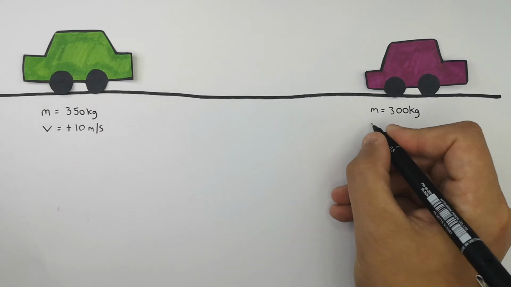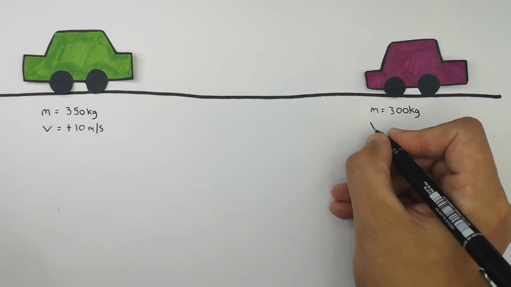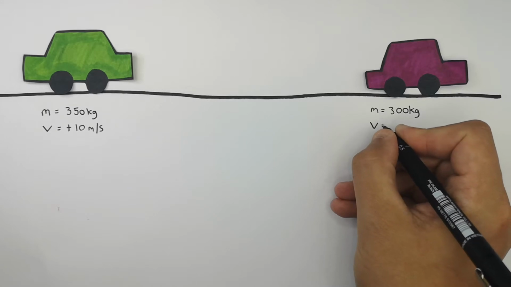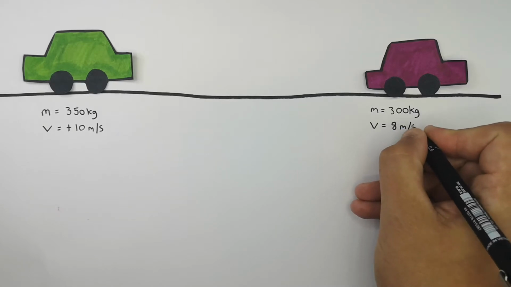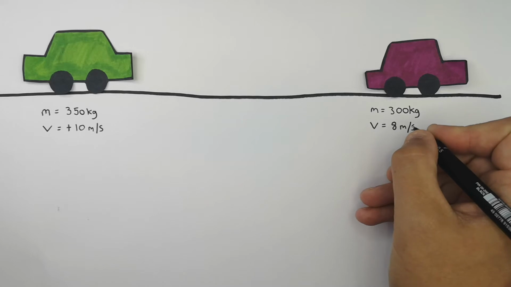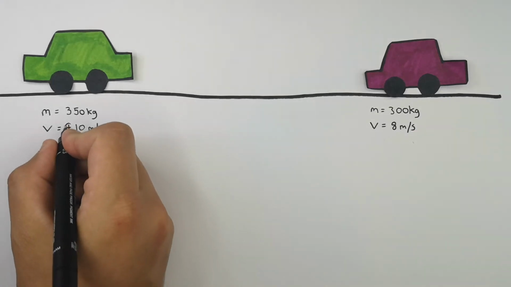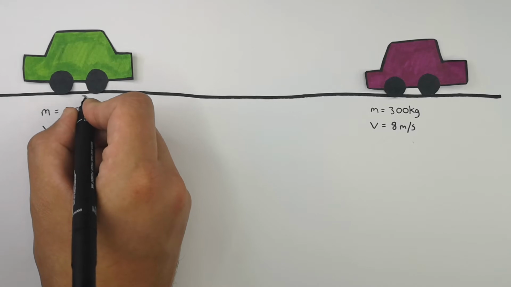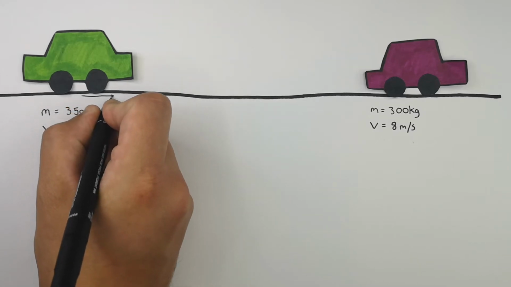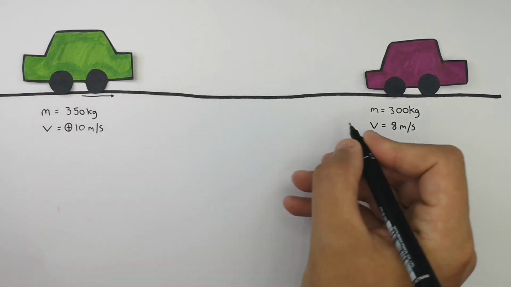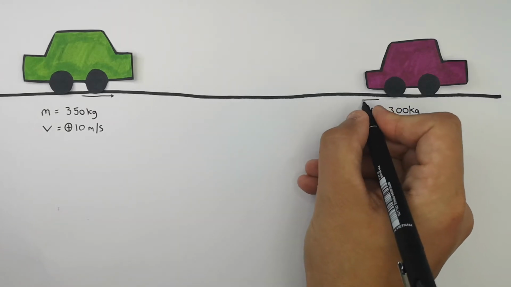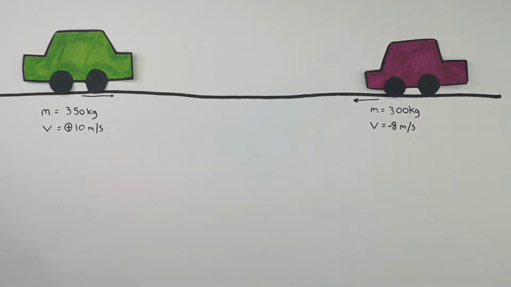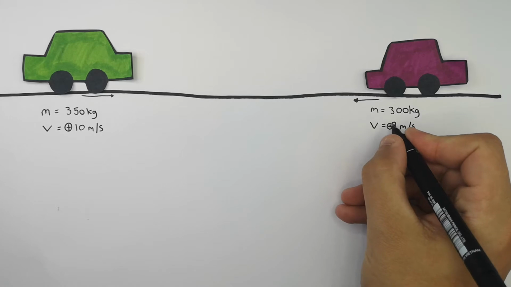Now, plus 10 means the car is going to be moving from left to right, because remember, velocity is a vector, so it's plus 10 meters per second. Whereas the purple car has a velocity of 8 meters per second, but we're going to say it's got a velocity of minus 8 meters per second. The green car has a positive velocity because it's moving from left to right, so it will therefore have a positive momentum. Whereas the purple car has a negative velocity, minus 8 meters per second, because it's moving from right to left. So the purple car is going to have a negative momentum.